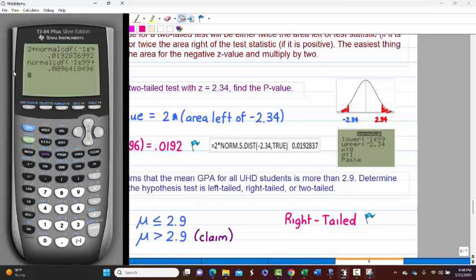Oh, I forgot to put the 2 in front of it. I'm sorry. I put the 2 in front of it the first time, and it came up to be the 0192. So that's the correct one, the top one. But it needs to have a 2 in front of it, or multiply it by 2 afterwards. Either way. There you go.